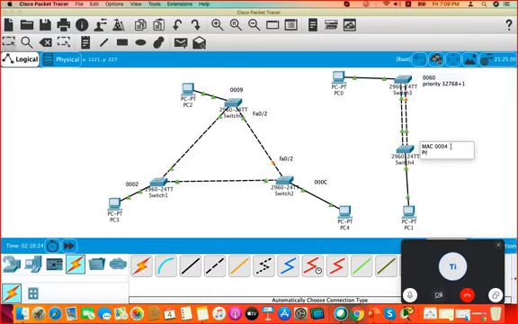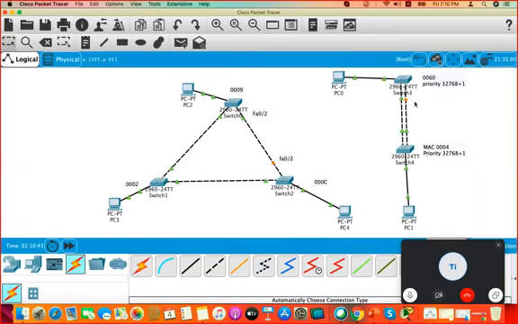Now can you see? No, I can only see the packet tracer screen. Yes, on the packet tracer screen, the priority value is 32,768 plus one. Okay. So plus VLAN ID 1, 32,768 plus VLAN ID 1.